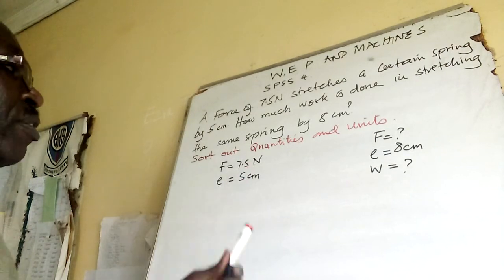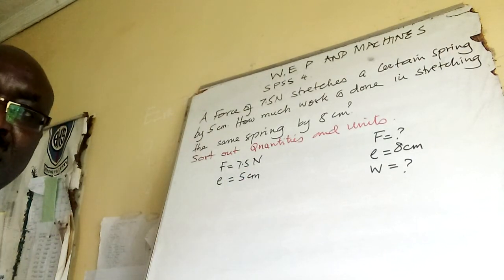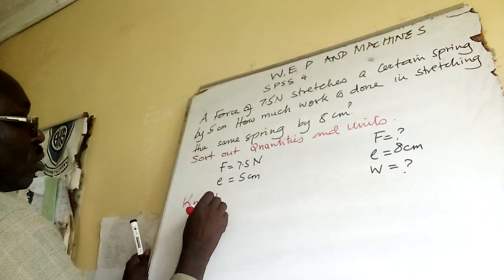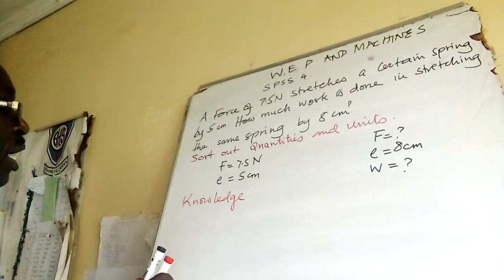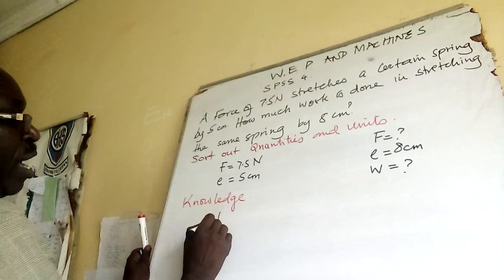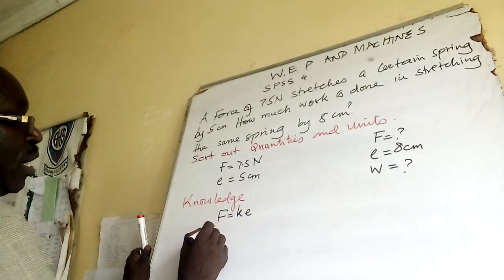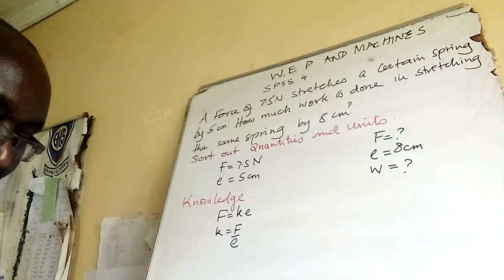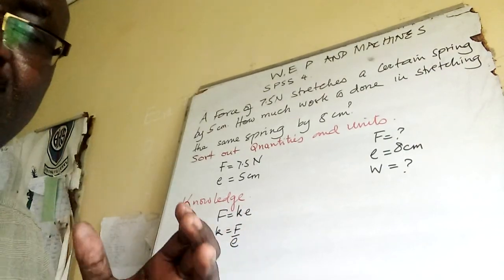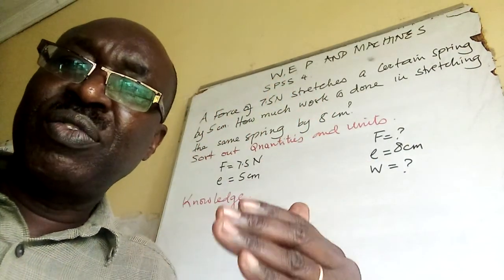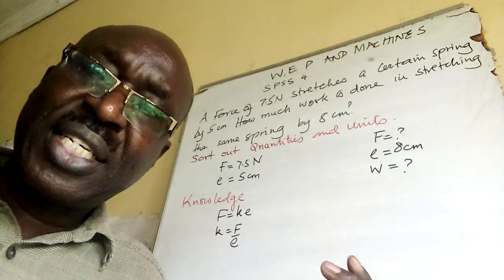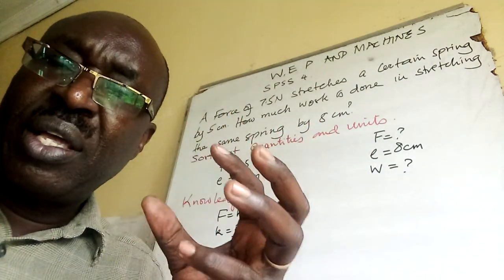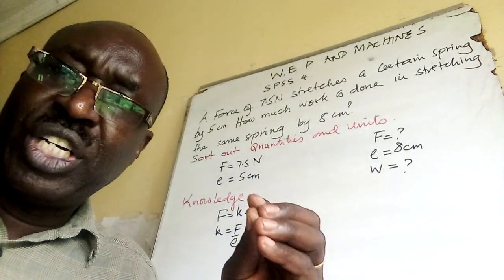Okay, so from the first scenario we can see the knowledge required here. The knowledge required here is F is equal to KE, and therefore K is equal to F over E. See? In other words, there are situations where you have to analyze, synthesize the information, try to sieve, and then you come up with bits, one step and then another step.